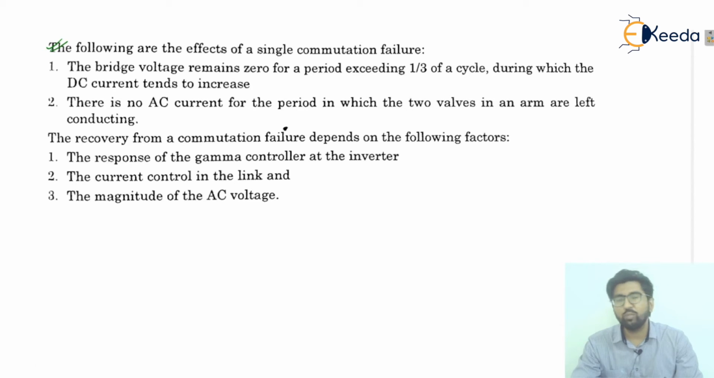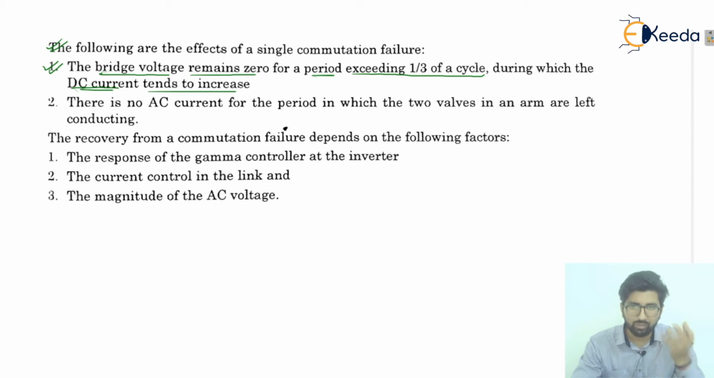Following are the effects of the single commutation failure. Let us say we have a single commutation failure, then these are the effects which will be seen. The first one: the bridge voltage remains 0 for a period exceeding 1/3 of the cycle, during which the DC current tends to increase. So at that time the DC current, that is Id, is going to increase.